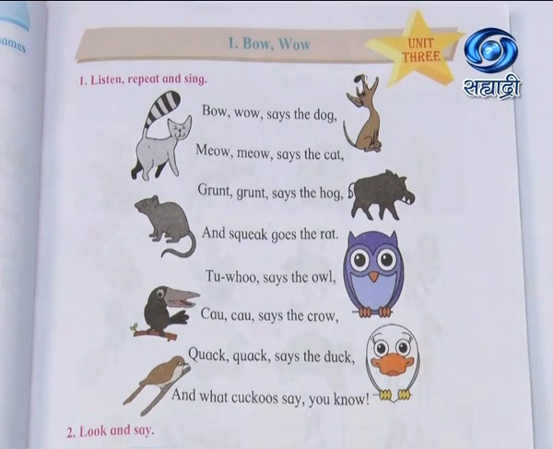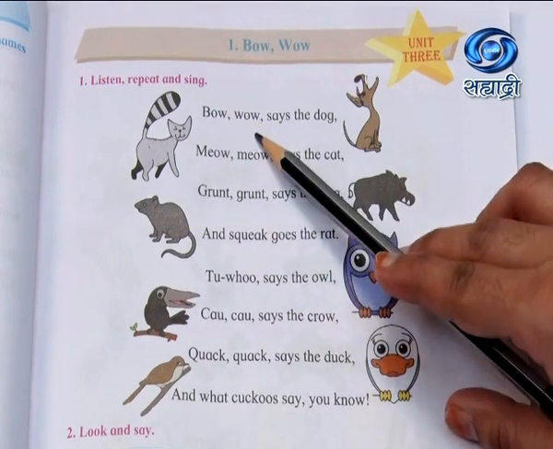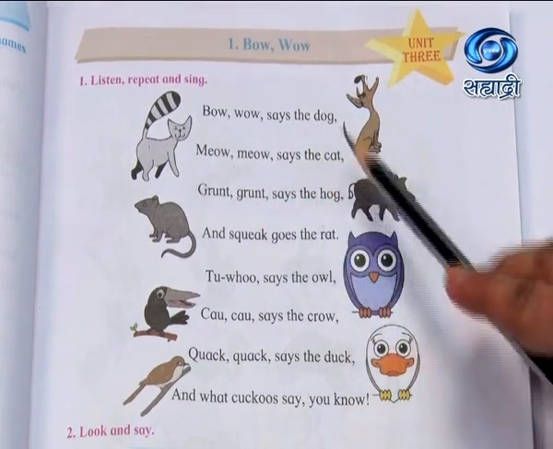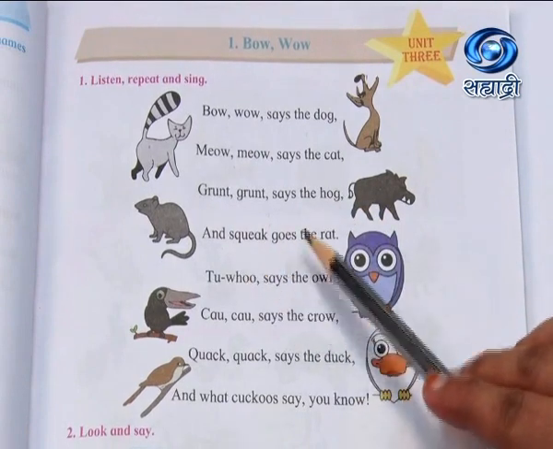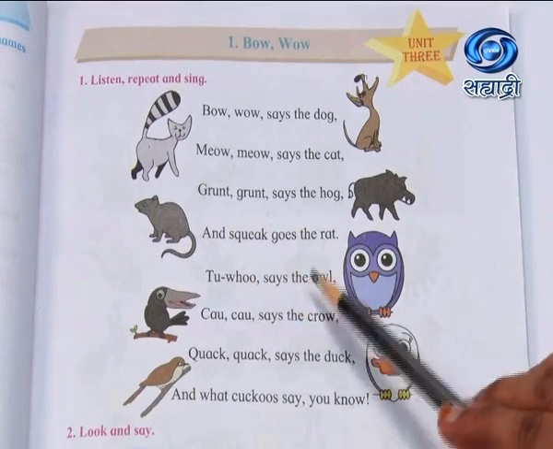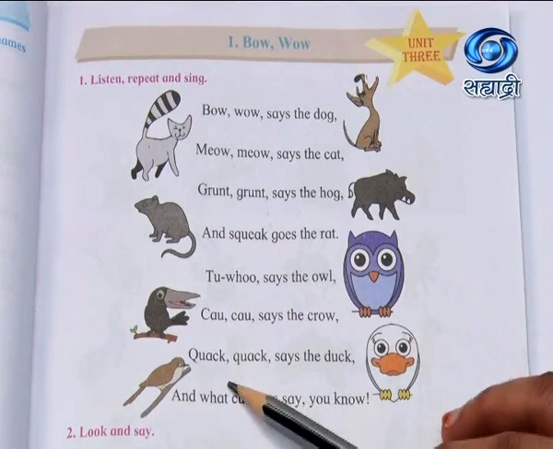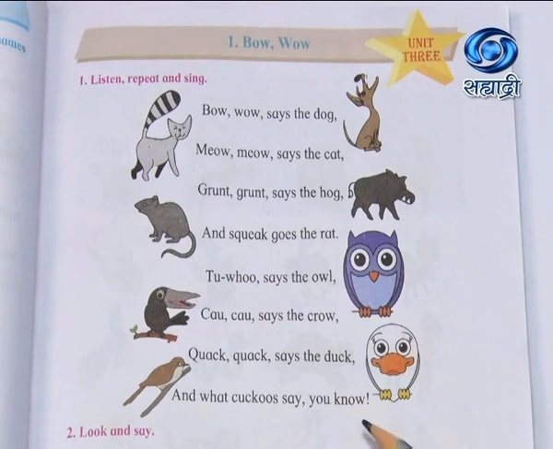Now, let's read this poem with a tune. Bow wow, says the dog. Meow, meow, says the cat. Grunt, grunt, says the hog. And squeak goes the rat. Too, says the owl. Cow, cow, says the crow. Quack, quack, says the duck. And what do cuckoos say? You know?